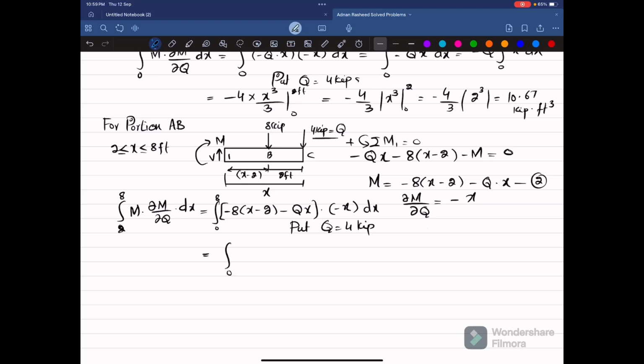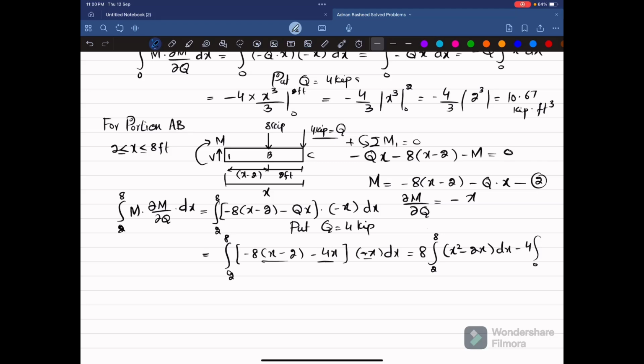So what we will get is this integral of 0 to 8. It will be minus 8 into x minus 2 minus 4x into minus x into dx. So when you multiply this minus with both terms, it will be equal to 8 into integral from, this is 2 to 8, not 0 to 8, 2 to 8, and that will be x square minus 2x into dx, and this term will be minus 4 into integral from 2 to 8, and this term will be x square into dx.